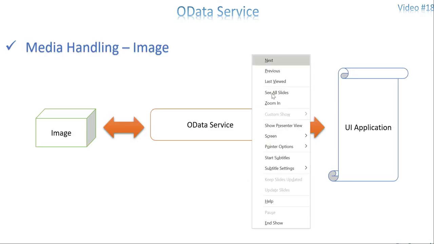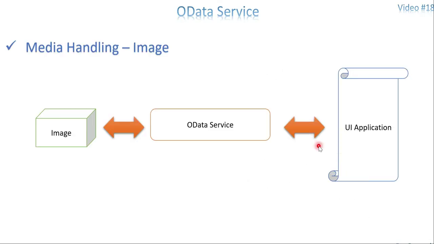So this is the idea now. It's a two-way communication. There is an image in my backend system, and I'm going to send it through OData service to a UI application. And probably UI may request to modify the image, or they request to update or read or delete, whatever they want. And through OData service, I'm going to perform that in the backend system.